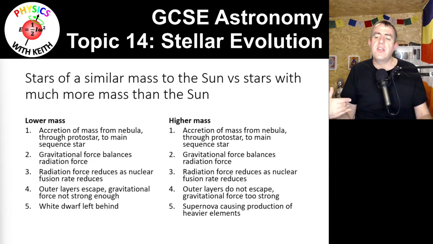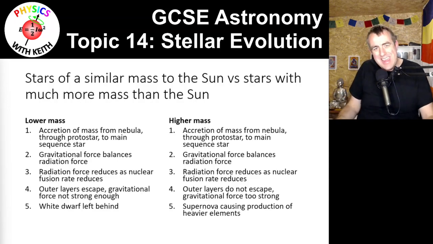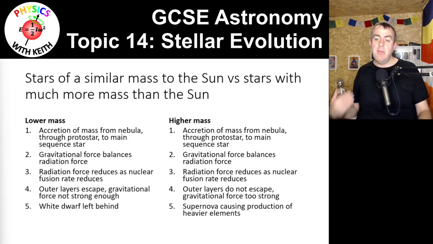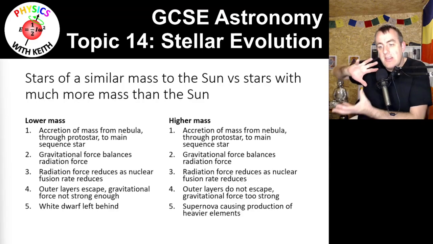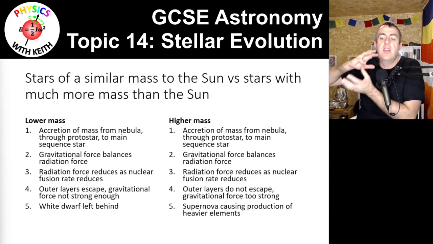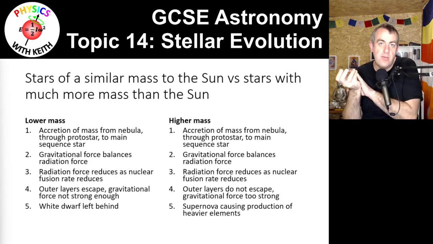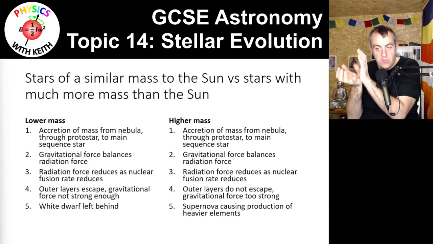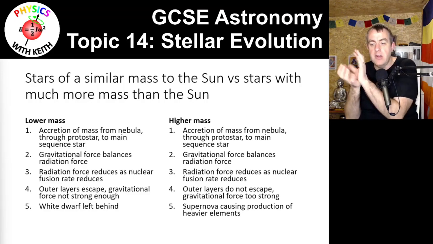So just a summary: when do we get our white dwarfs? Well, we can get white dwarfs with lower mass stars. They're still pretty massive. I mean, come on, they're still stars, but they're lower mass stars. What do we have happening? Well, you get accretion of mass forming a protostar. That protostar then turns into a main sequence star when nuclear fusion becomes stable. That main sequence star is when we've got those two forces, the radiation pressure and the gravitational force.